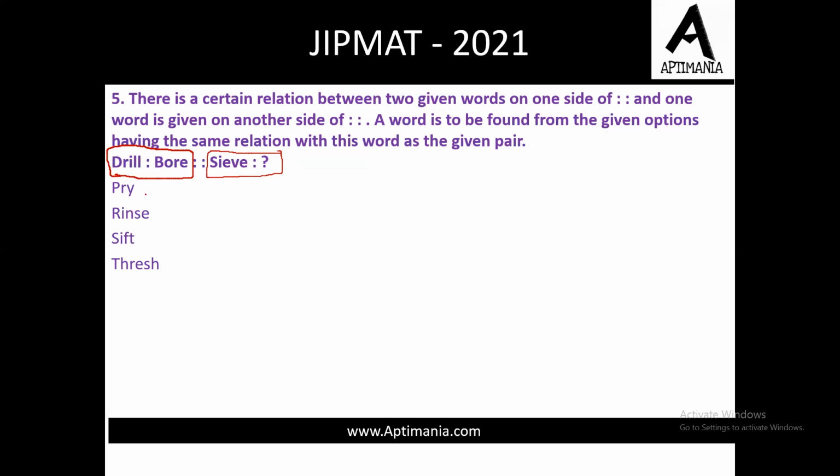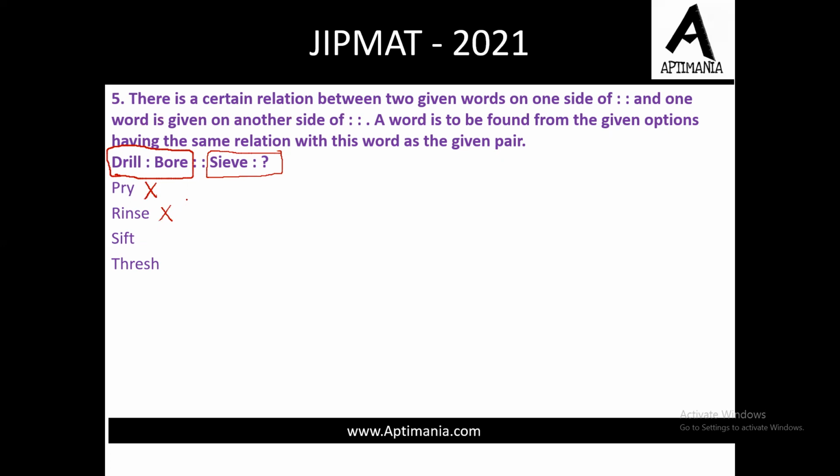Now let us move to the options. Now what is pry? Pry is basically trying to find out about other people's private affairs, right? So this is not related to this one. Thief से related नहीं है ये, right? Rinse is basically washing something to remove dirt. तो जब हम वॉश करते हैं उसे रिंस कहते हैं. तो this is again not related to sieve.